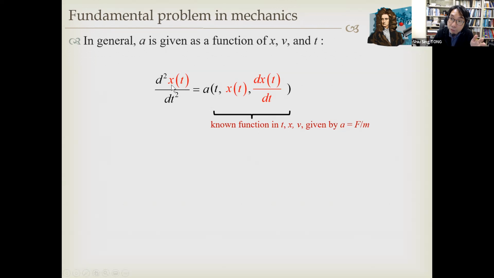Okay, and on the left-hand side, you can see x is also unknown. We don't know x. That is what we want to find. So we come up with the unknown incorporated into the function of a. We don't know x, so we don't know dx/dt, and again, we don't know d²x/dt². They are all unknown. But they couple in a very complicated way in such an equation.